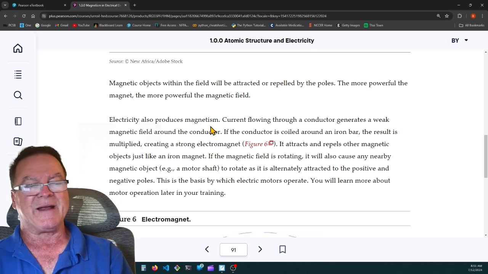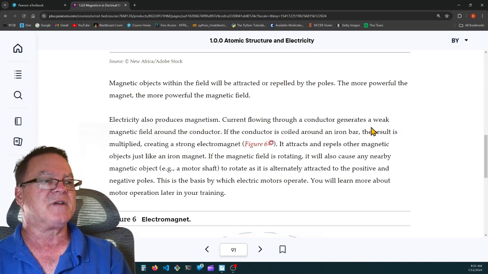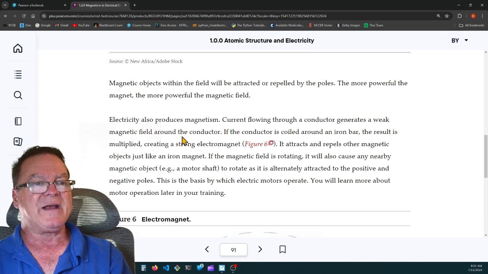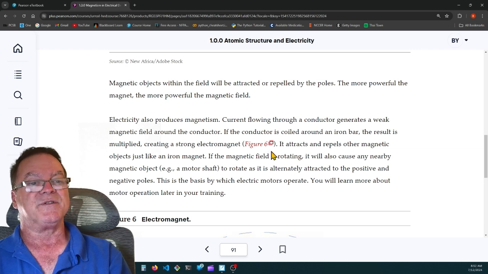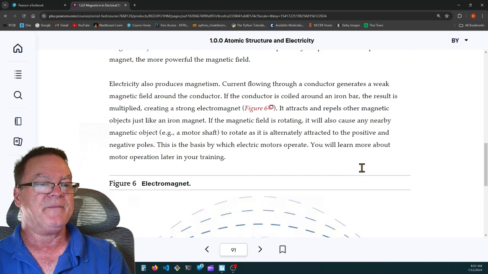Electricity also produces magnetism. Current flowing through a conductor generates a weak magnetic field around the conductor. If the conductor is coiled around an iron bar, the result is multiplied, creating a strong electromagnet.